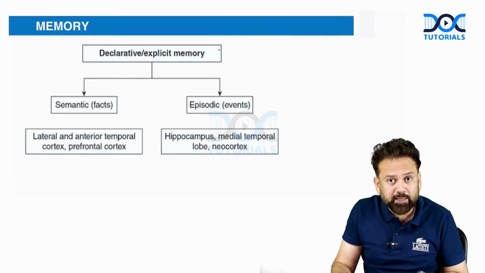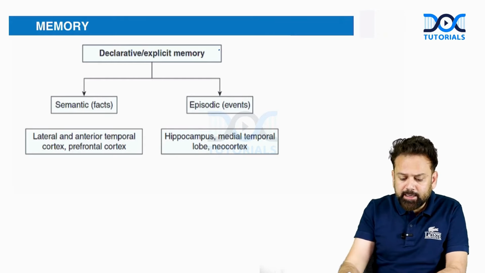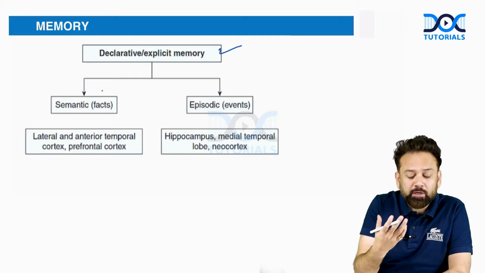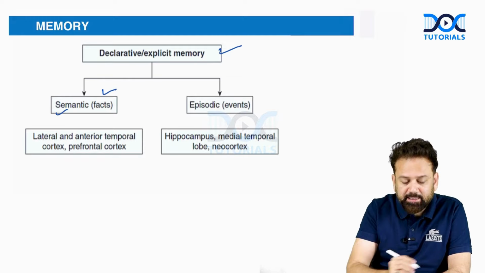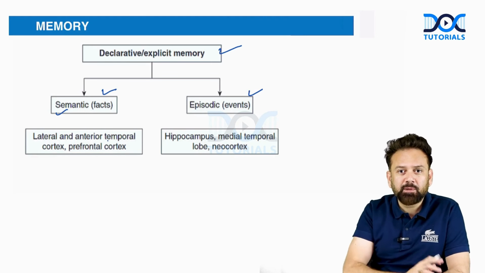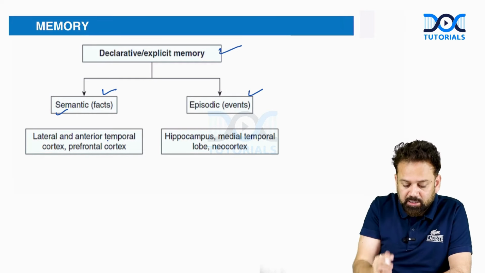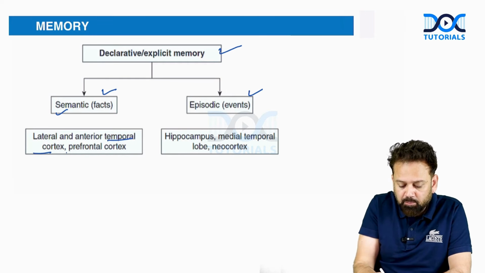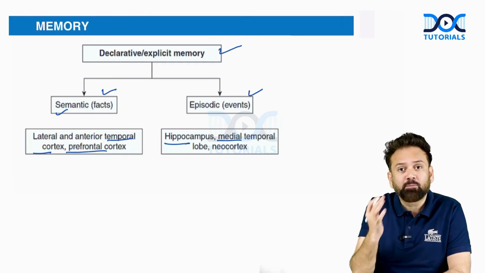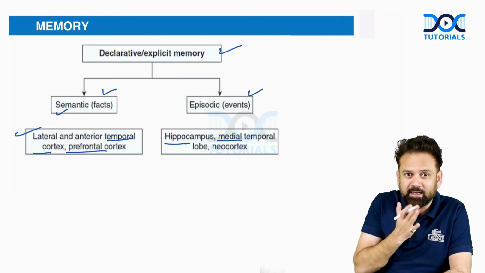Now, memory can be of two types, either declarative or non-declarative. Declarative is also called explicit memory. You can declare what is your name, a fact. That is semantic memory. If it is an event, episodic, for example how was your first day in MBBS? Episodic memory. So they are declarative, and the location for facts is lateral and anterior temporal cortex, prefrontal cortex. For the event, we have hippocampus and medial temporal lobe. That was lateral and anterior. Episodes are more close to the heart, medial.